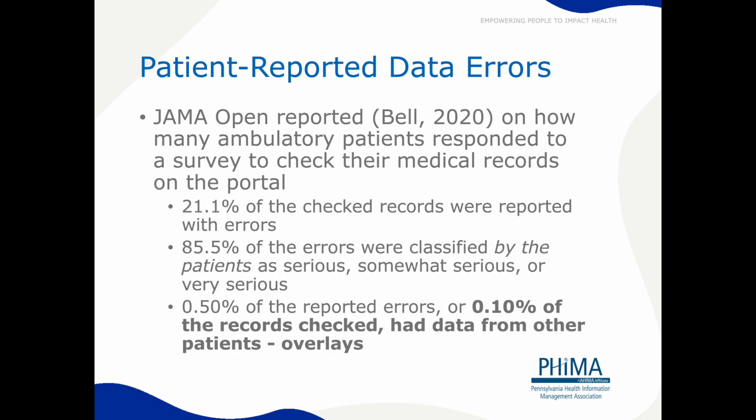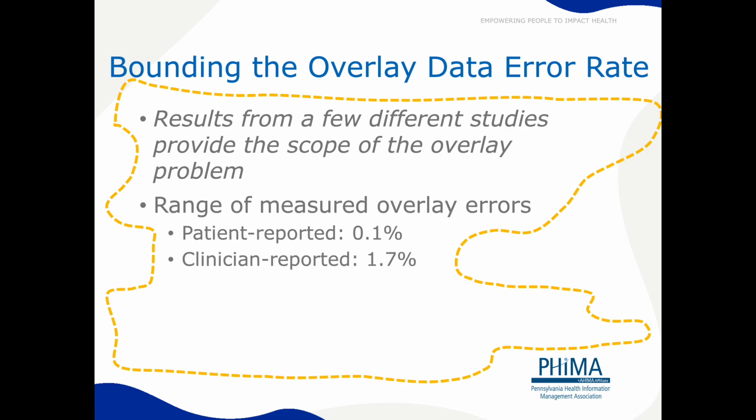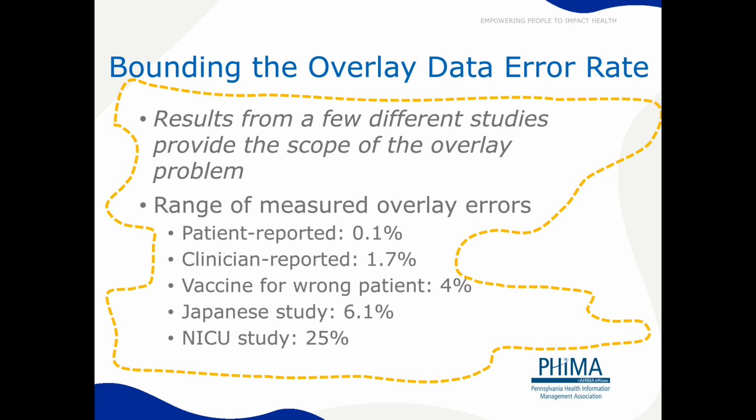And we're going to call this the low watermark for wrong patient errors, 0.1%. It's measured by a real study, so we know it exists. So from these two very different studies, we have a very big range about the scope of the problem, from 0.1% to 25%. That helps us bound the data error rate. And there are other studies, of course.